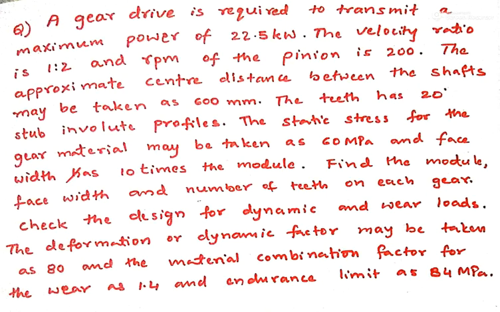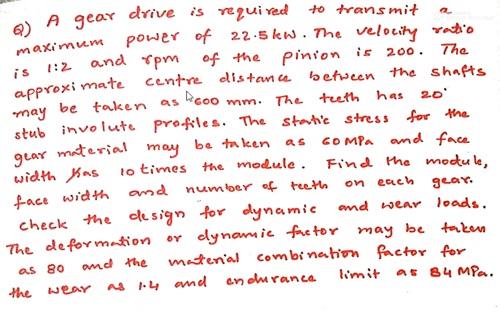Now we are going to see a problem from the topic of gears. Let us see the problem. A gear drive is required to transmit a maximum power of 22.5 kilowatts. The velocity ratio is 1 is to 2 and RPM of the pinion is 200.